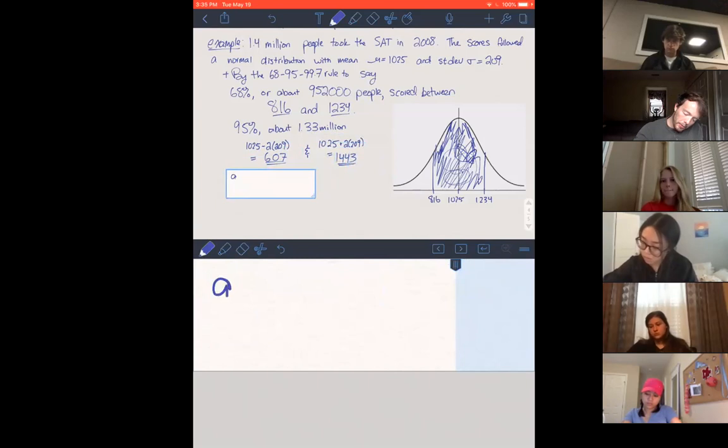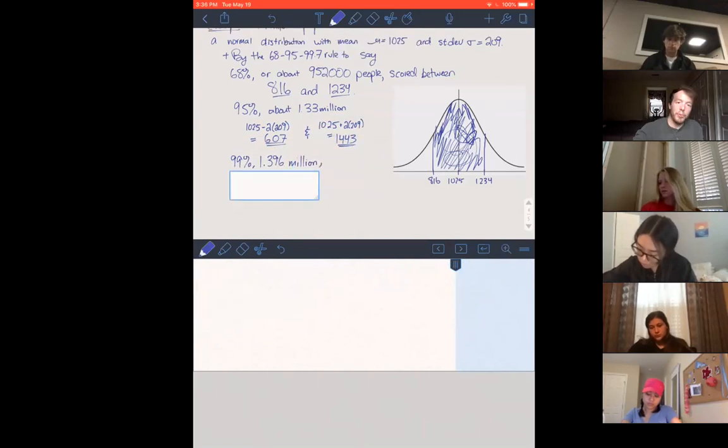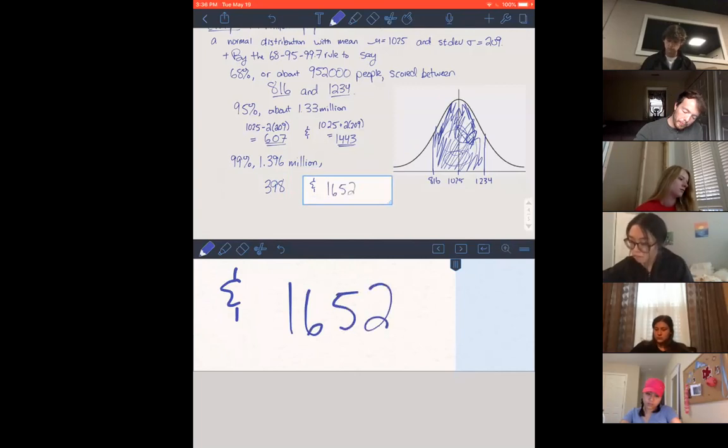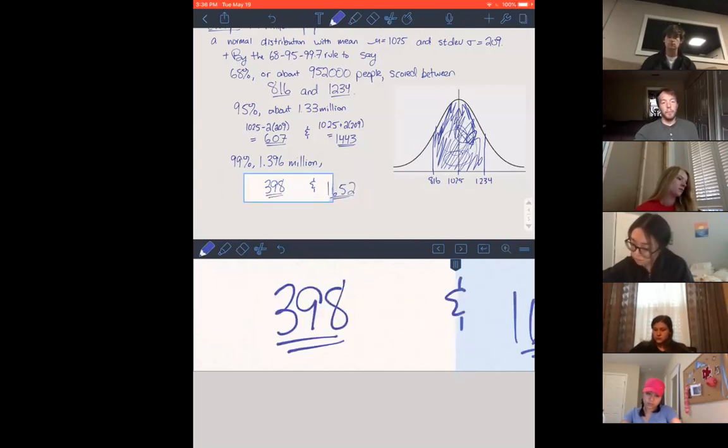And then if we want to do the 99%, which would seem to be about 1.396 million people who took the SAT, I'm going to do it quickly for us: 1025 plus 3 times 209, and minus 3 times 209 for the lower cutoff. So 1.396 million people scored between 398 and 1652. Pretty cool.